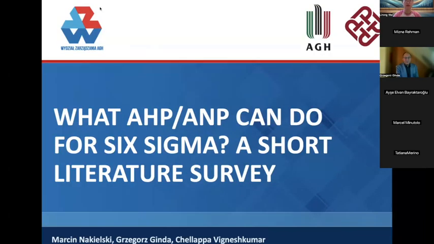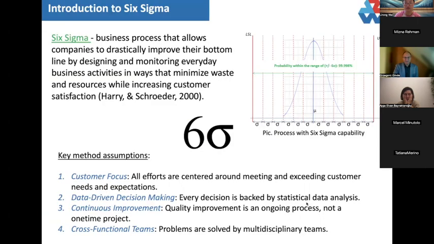Okay. Thank you. The title of the presentation is What AHP and ANP Can Do for Six Sigma: A Short Literature Survey. Me and my friends, Mr. Marcin Nakielski from the Doctoral School and Mr. Vigneshkumar from the University of Hong Kong, prepared the presentation about some literature-based topics related to AHP and ANP support, actual support for Six Sigma. Can I have the next slide, please?